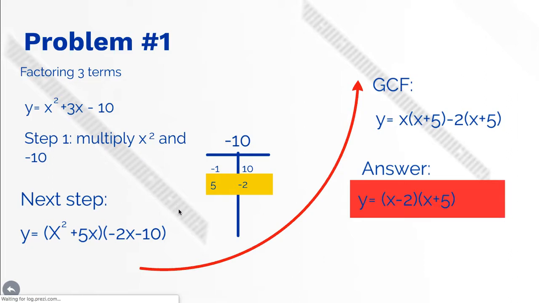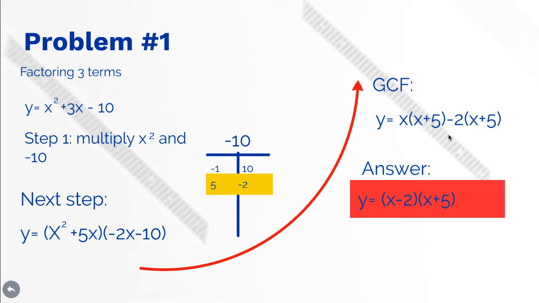Then the next step is to add these two numbers into the original equation to substitute for the 3x. The new equation would be y equals (x squared plus 5x) plus (negative 2x minus 10). Then you factor out the GCF, which is x and then negative 2. So it would be y equals x(x plus 5) negative 2(x plus 5).